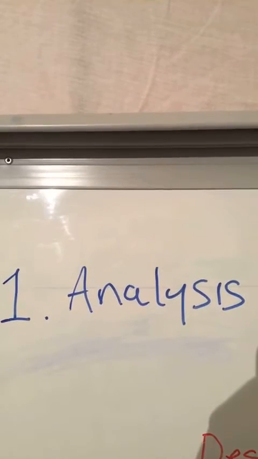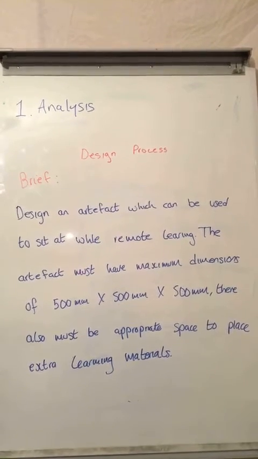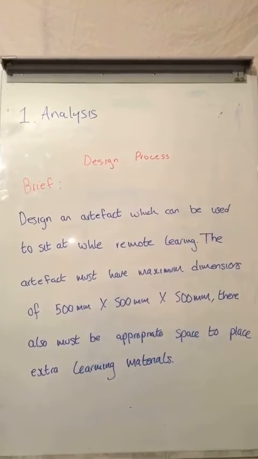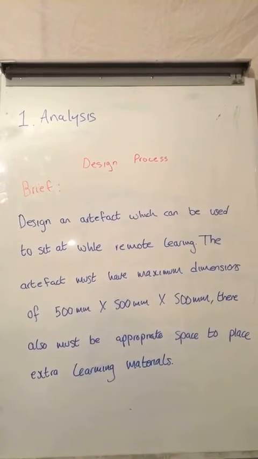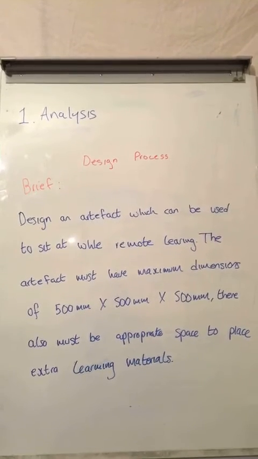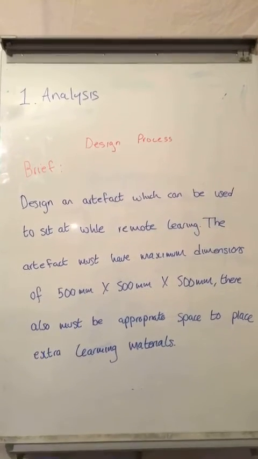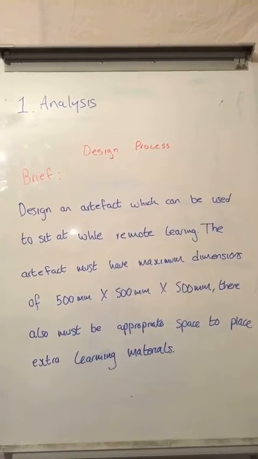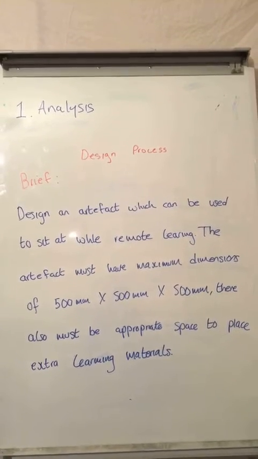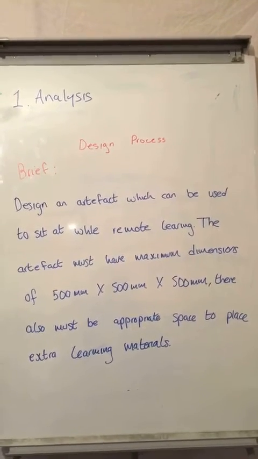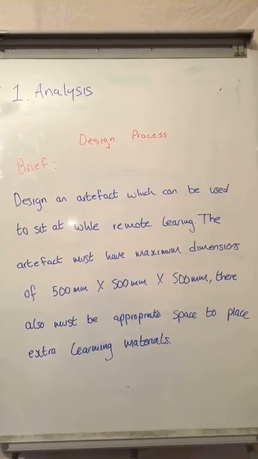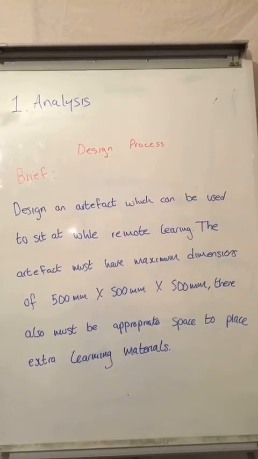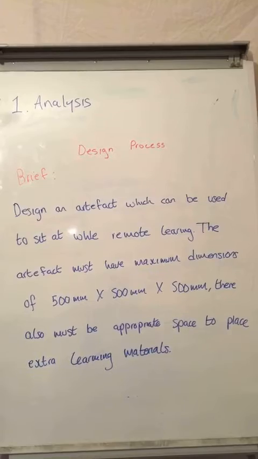The first aspect is analysis. To begin the first aspect of design process, analysis, we are firstly given a brief. Design an artifact which can be used to sit at while remote learning. The artifact must have maximum dimensions of 500mm by 500mm by 500mm. There also must be appropriate space to place extra learning materials on. That is our brief.